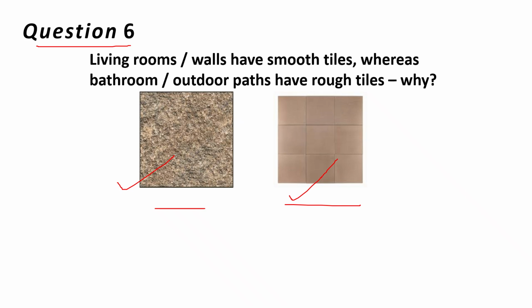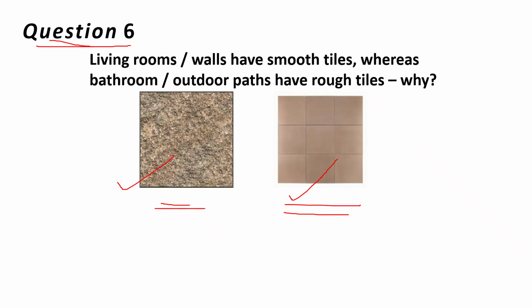Put question number 6 and write why. Why do we prefer rough tiles for bathrooms or pavements? And why do we prefer smooth tiles for living rooms? Put question number 6 and write the answer. Pause the video and write your one line answer.